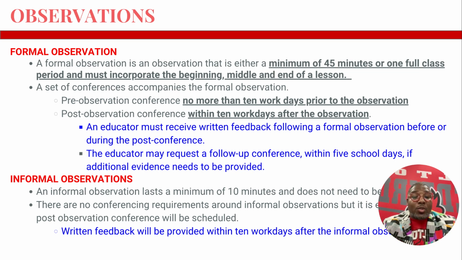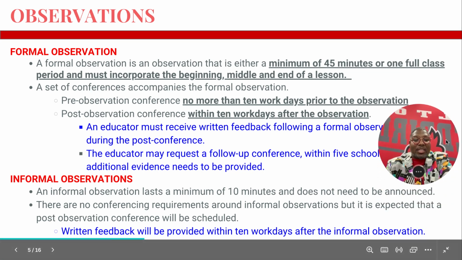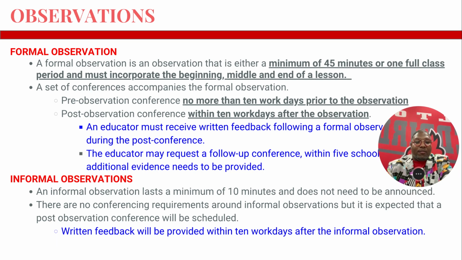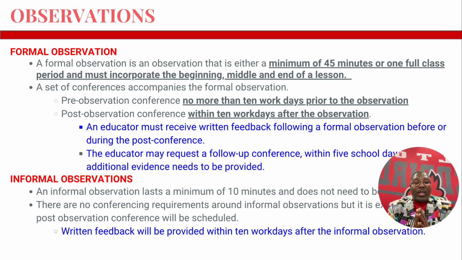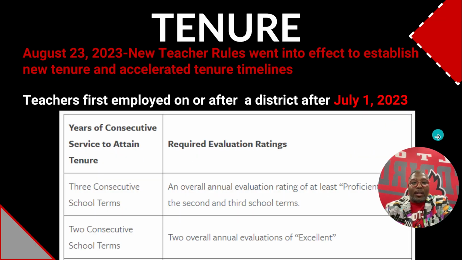An educator must receive written feedback following a formal observation before or during the post-conference. The educator may request a follow-up conference within 5 school days if additional evidence is needed, after you've had that post-conference. Informal observation, again, is an observation that lasts about 10 minutes and does not need to be announced. There are no conferencing requirements around informal observations, but it is expected that a post-observation conference will be scheduled where you get your information. Written feedback must be provided within 10 working days after the informal observation if that's going to be used towards your evaluation rating.